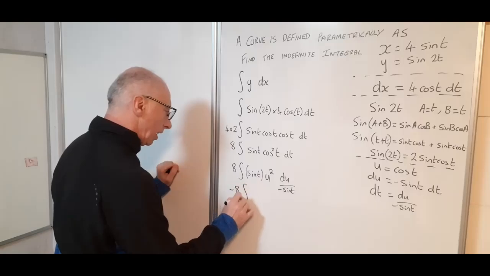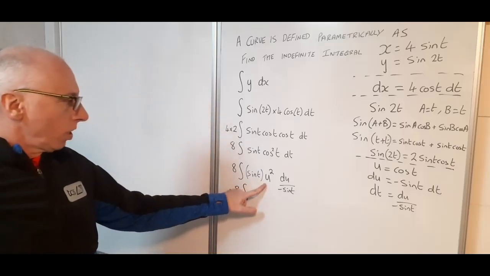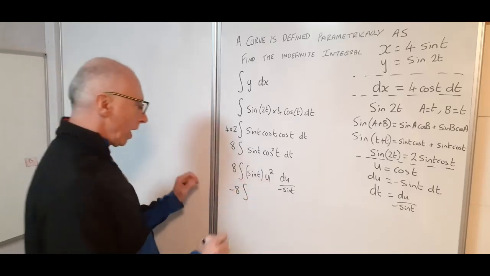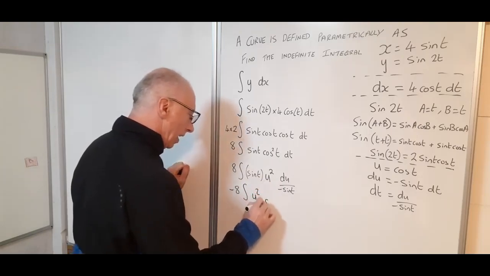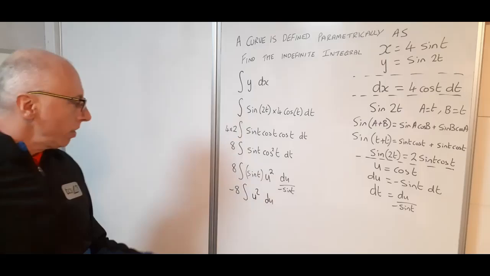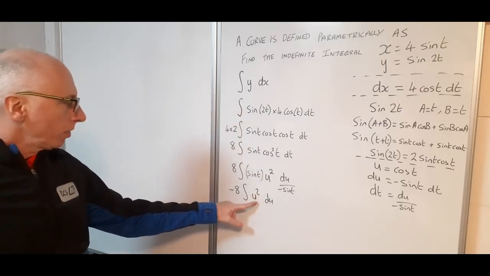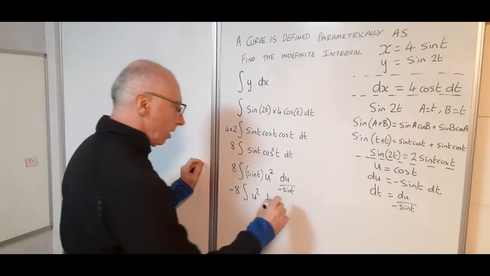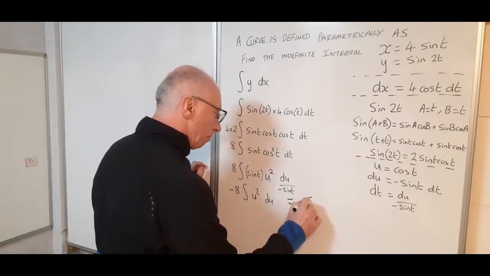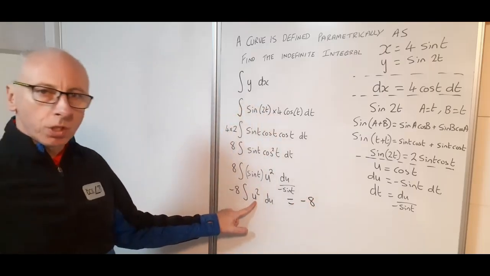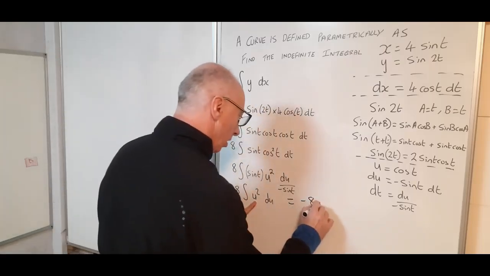So I've got minus 8, the integral. Sines cancel, so I've just got u squared, and then du. Now I've got a nice integral: u squared, increase the power by 1, divide by the new power. So this would just be minus 8 u cubed over 3.